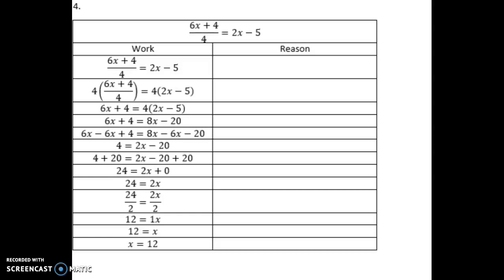So let me just get you to the second line here. If you notice, what are we doing here? We're multiplying both sides by 4. So this would be the multiplication property of equality. All right, and these 4's would cancel out. So that's how we get the 6x plus 4. And then from there, you can show me that you understand that you're distributing, and okay, try to identify all the other properties. So again, look at the answer key and check your work.